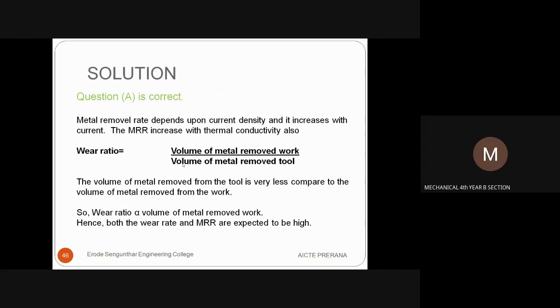So wear ratio is directly proportional to volume of metal removed from the work. Hence, both wear rate and MRR are expected to be high. So option A should be the answer. When the metal removal rate is high, tool wear is also high. As the amount of material removed increases, tool wear also increases.